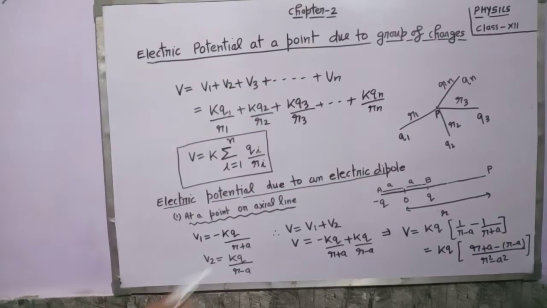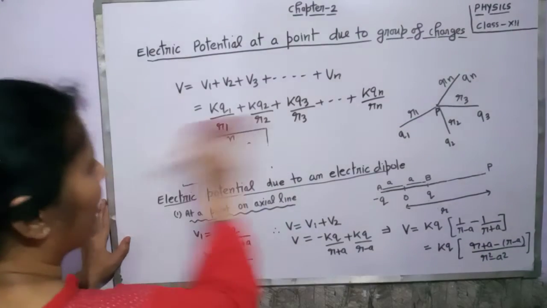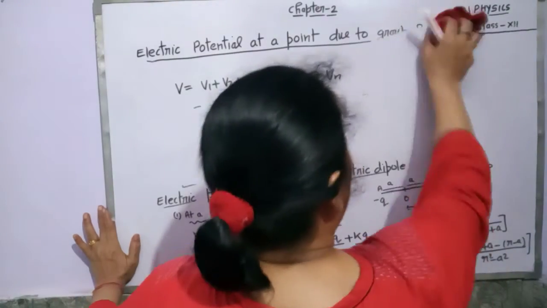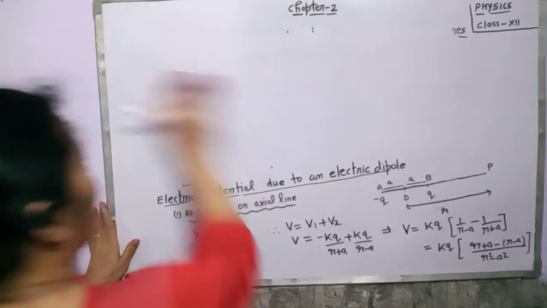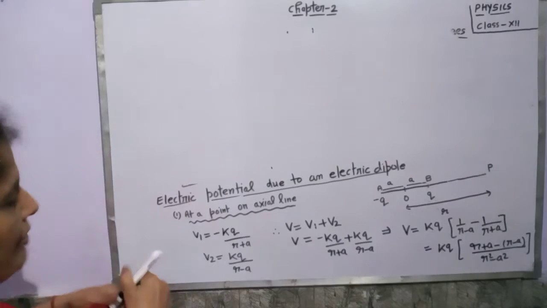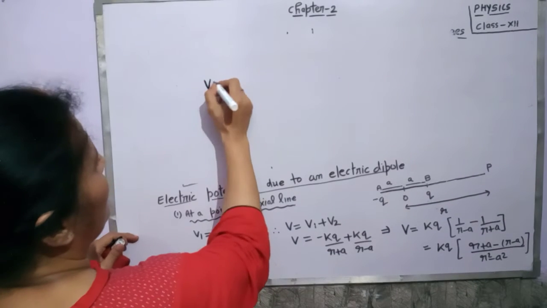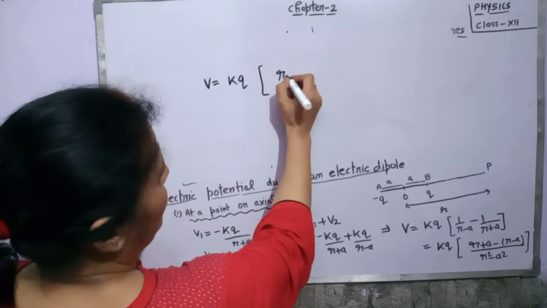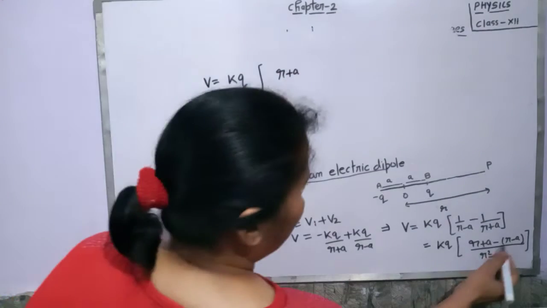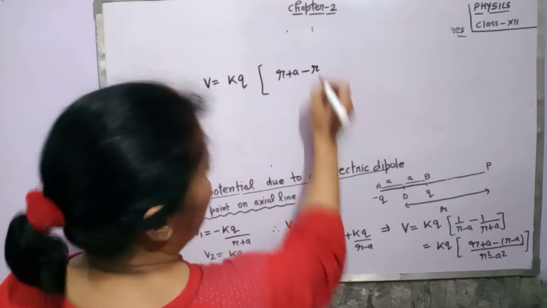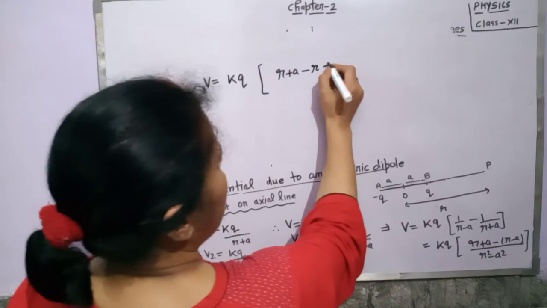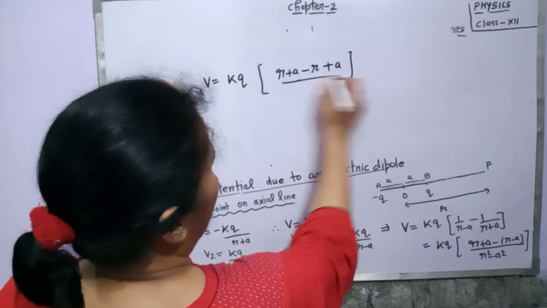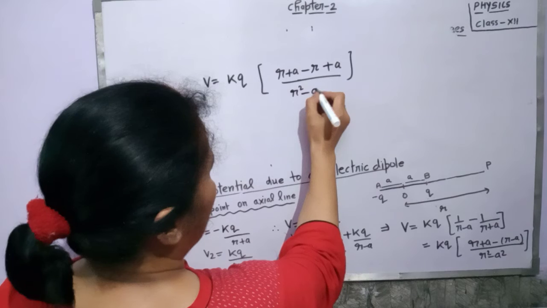Now after simplifying this, what will be its value? Now V is equal to KQ. Simplifying, 1 upon R plus A, this is your minus sign, then becomes equal to minus 1 upon R minus A, that is, R minus A minus R plus A, divided by R square minus A square.